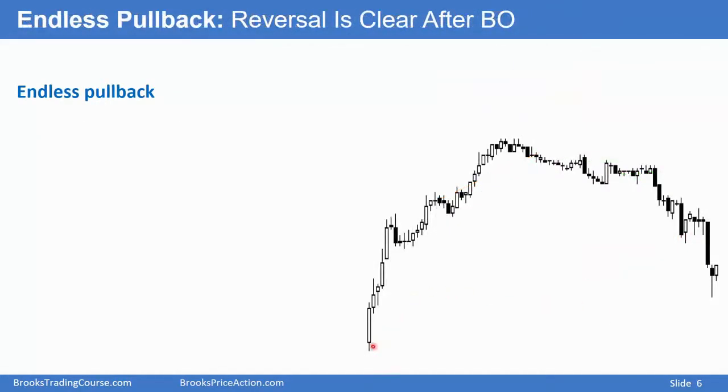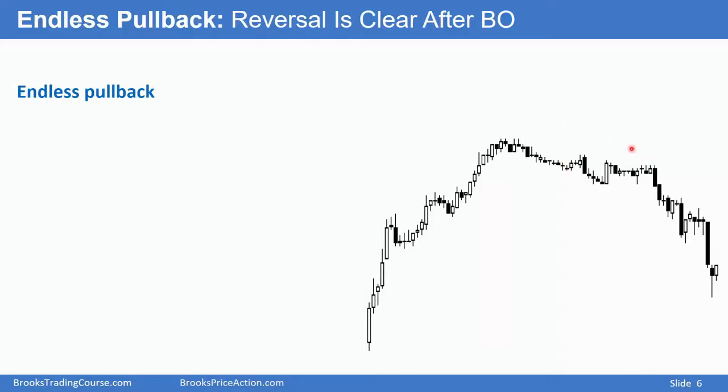Another endless pullback. Very strong bull breakout, and then a pullback. So now a channel. And then it was starting to pull back. It's still a pullback, a bull flag. More likely we're going higher. But at some point, after 10 or 20 bars, I start to call it an endless pullback. And once you have an endless pullback, then the probability of trend resumption up falls to about 50%. The probability of a bear breakout and a reversal down is then 50%.